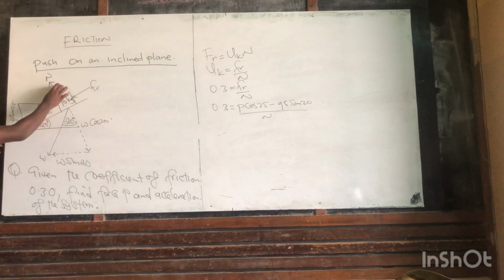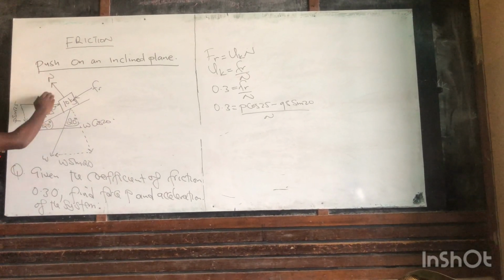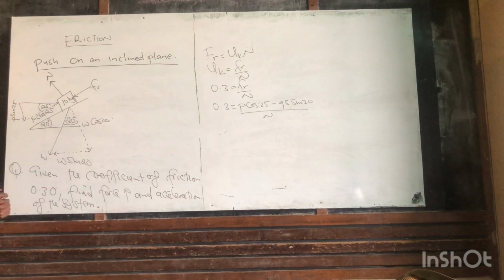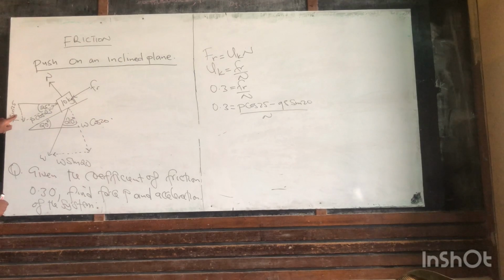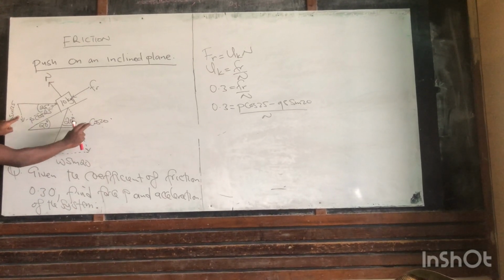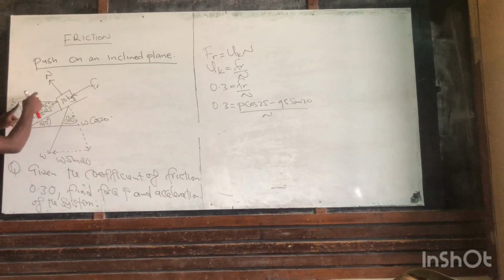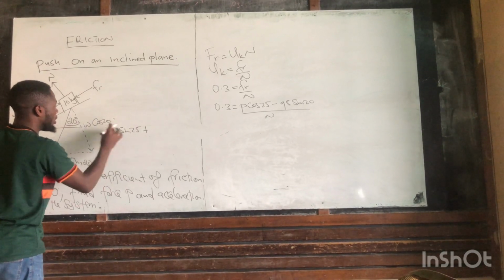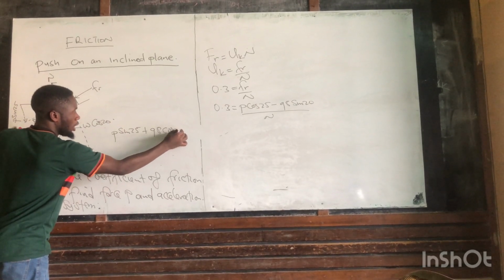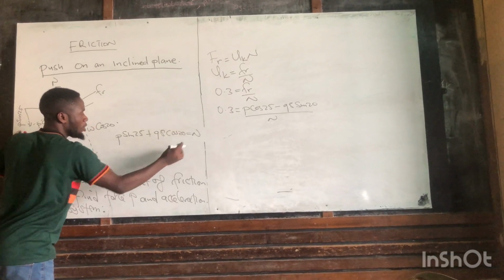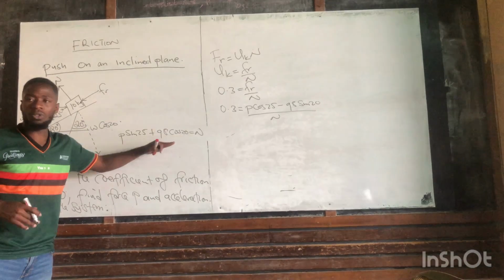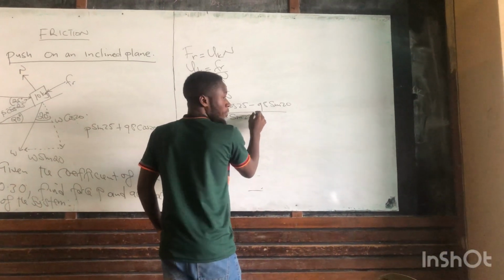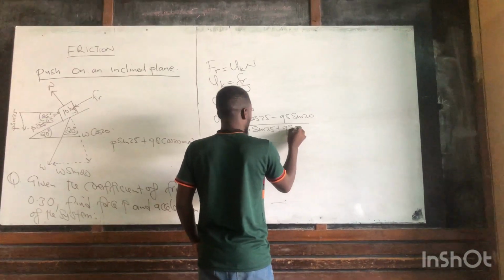From here, you can see that the normal force is in this direction, going up. So we take all the forces going up and down, in the direction of the normal force, or the vertical. You can see that P sine 25 and W cos 20 are facing the same direction, so we can add them, and they will be equal to the normal force. So it will be P sine 25 plus the weight, 98 cos 20, equal to the normal force. So as the normal force, we put P sine 25 plus 98 cos 20.